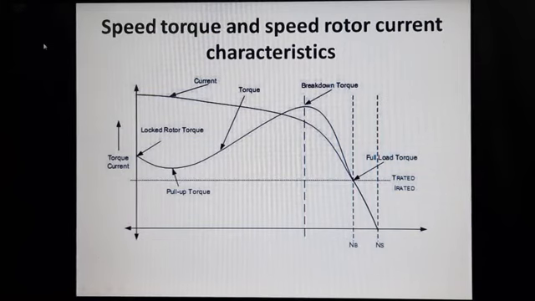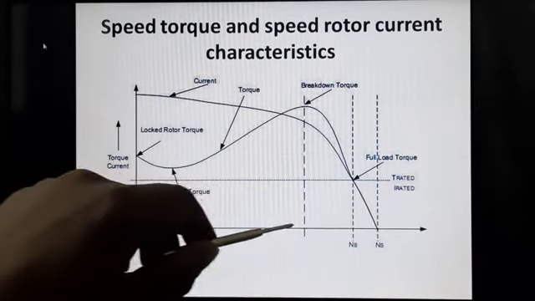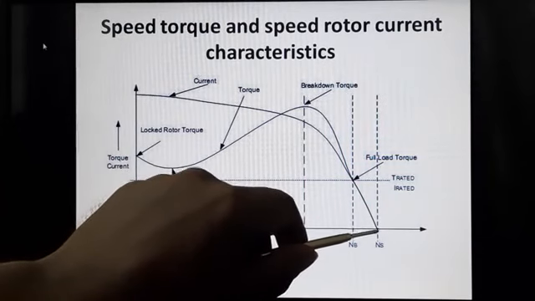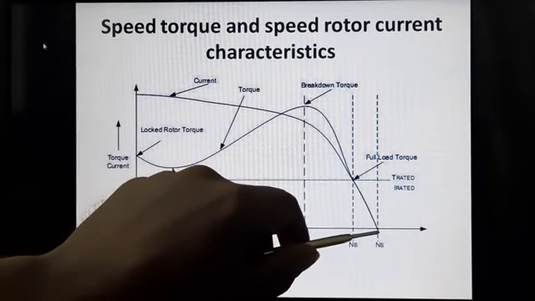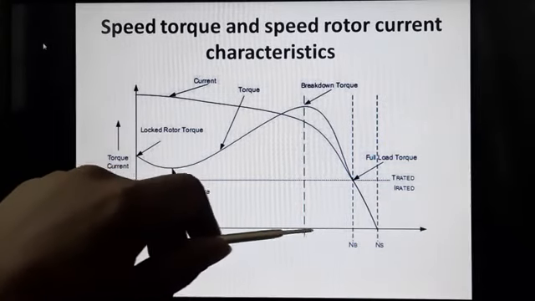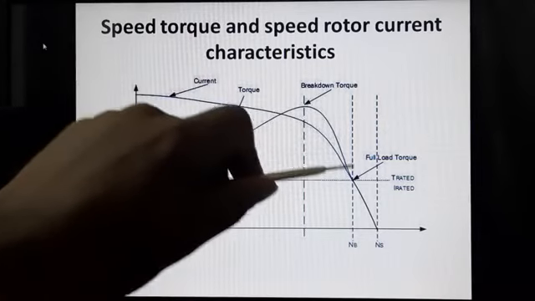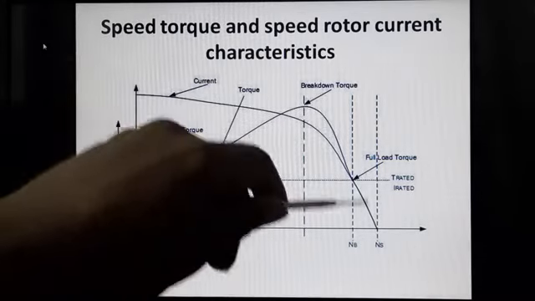In the low slip region, while increasing the value of slip from 0 to 1, as the torque is directly proportional to slip, it is also increasing linearly with the slip. That is what you can see here. See, this is the low slip region. Here the value of slip is 0, and while moving from this particular point towards the left side, the value of slip is increasing. As the value of slip is increasing, the torque is also increasing linearly. That's what you will be able to see here.